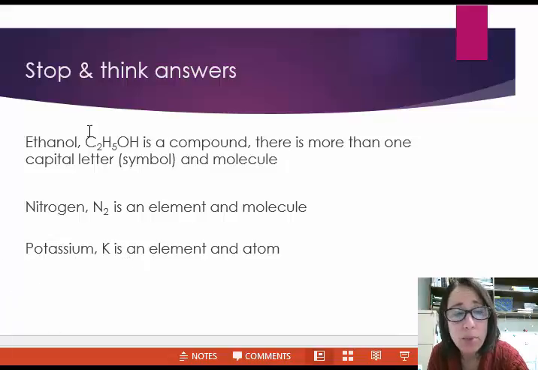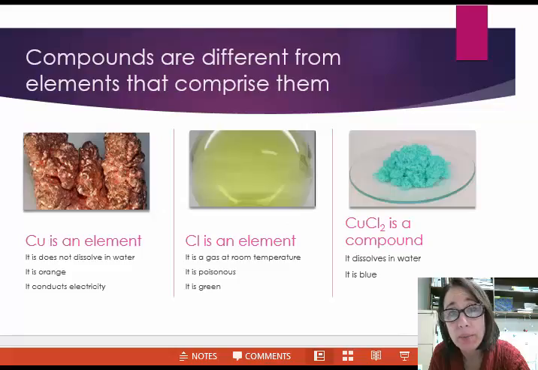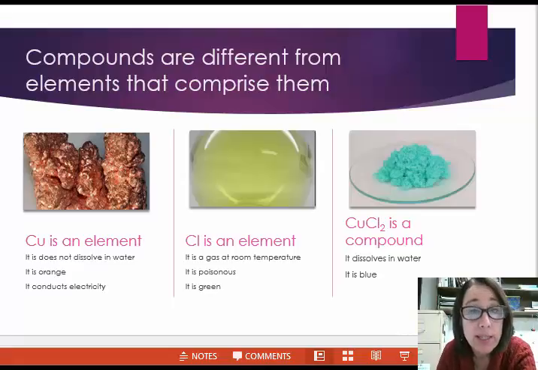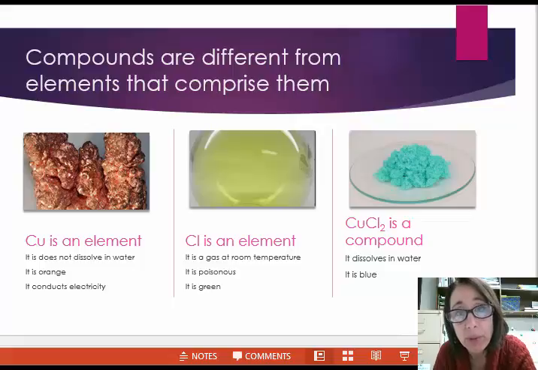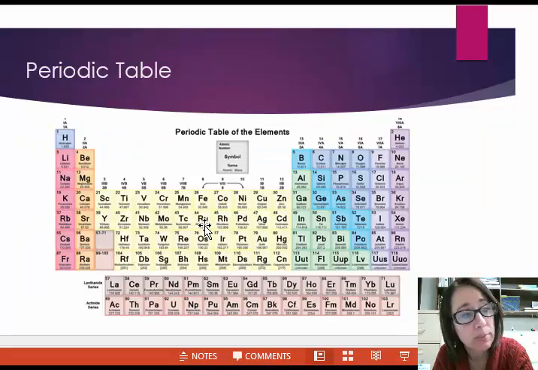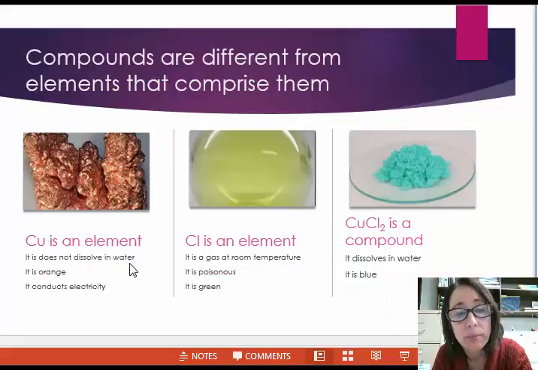An important thing to keep in mind is that compounds have different properties than the elements that comprise them. Let's take a look at copper(II) chloride, which is comprised of copper and chlorine. Copper is an element, number 29 on the periodic table. You've probably seen copper before, and you know that it is a metal with a sort of orange color that doesn't dissolve in water and, as a metal, conducts electricity.